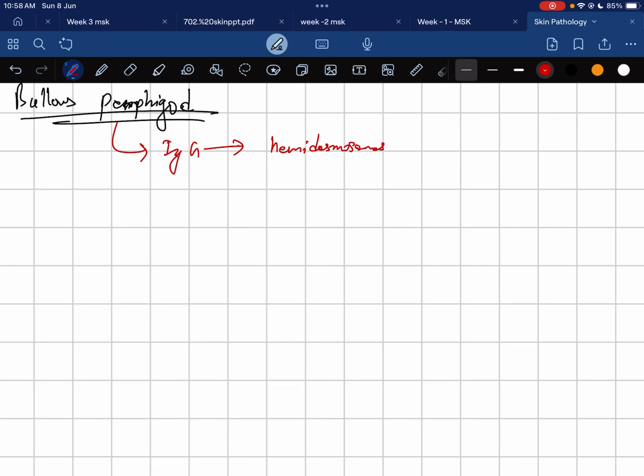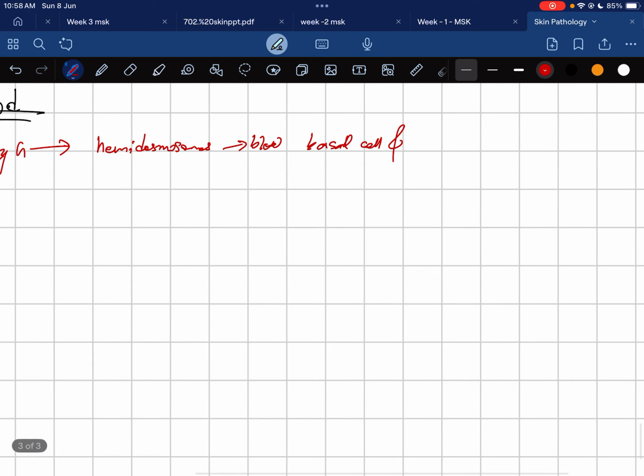The attack is in between the basal cell and the basement membrane.